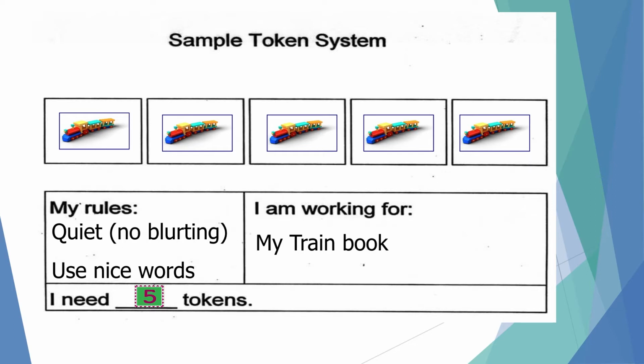So his rules say he should be quiet with no blurting out and using nice words. He needs 5 tokens, and then he can have his break with his train book. Now, sometimes you might say, oh gosh, that'd be hard for one of my kids to earn 5 tokens. You can start these token boards like this, and you can have all of them on there but one, like it is right now. So maybe this is the token board that you present, and you say, okay, we have to earn 1 train, and when you earn the train, then you can look at your train book. And so they can see that visual, and then the next time they have to earn 2, and the next time they have to earn 3. So you work up to being able to earn more and more of these tokens.